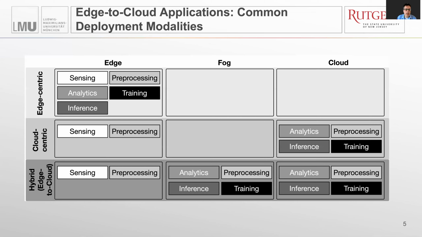also by the need to carefully orchestrate the tasks, because obviously the sensing task needs to fit to the pre-processing task, and the pre-processing task needs to fit to the analytics task. So it's very complicated and very work intensive to set up vibrant hybrid edge to cloud applications.